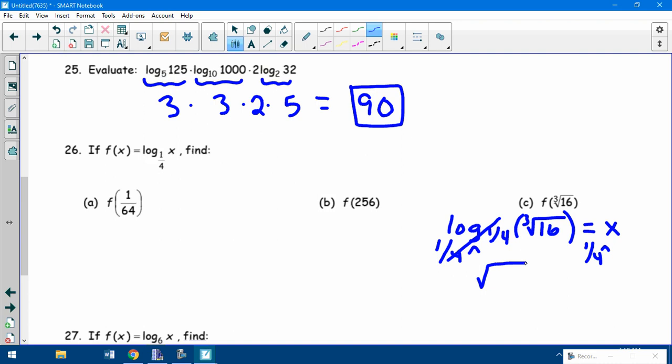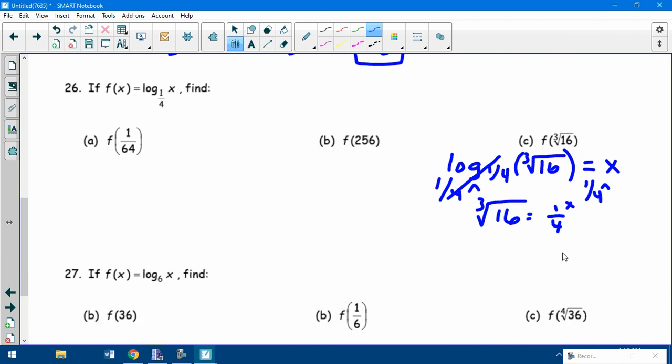So I would have the cube root of 16 equals 1/4 to the x. Now the numbers you want to zero in on here are 16 and 4. What's the common base with 16 and 4? You could use 2 or 4. Let's use 4. And this would just be 4 to the what power? Well, 4 to the first would be 4, so 1/4 is 4 to the negative first.